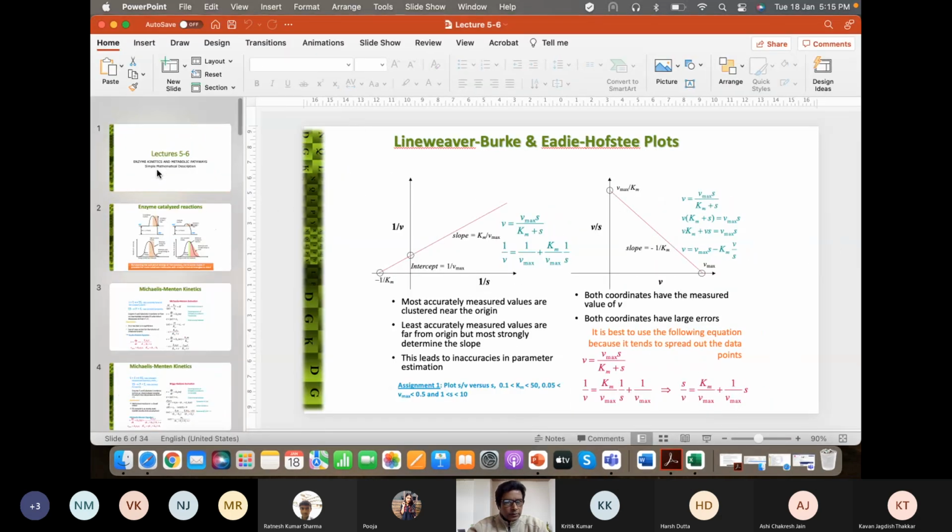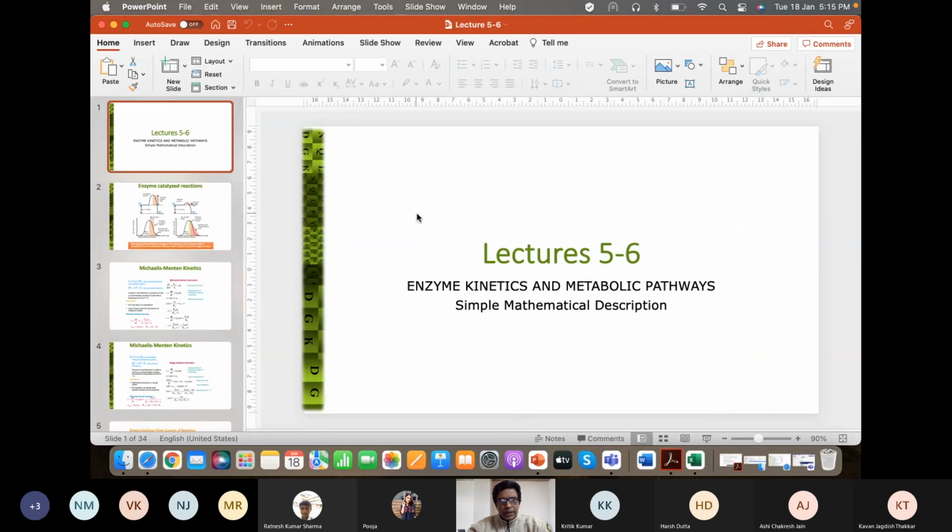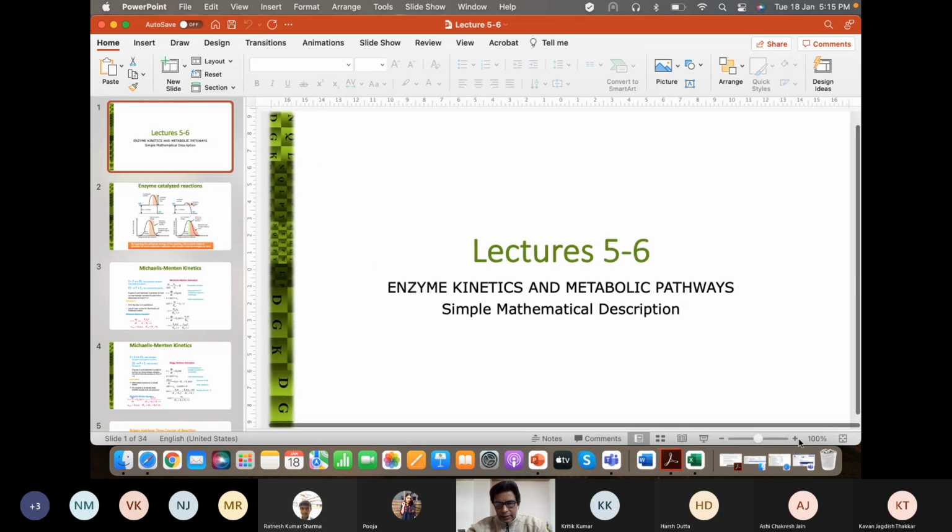All right. So I'm going to start the next lecture, and this lecture is the lecture on enzyme kinetics and metabolic pathways. I'm going to first start off with the motivation for doing this. So has anybody had a chance to look at the KEGG pathways?